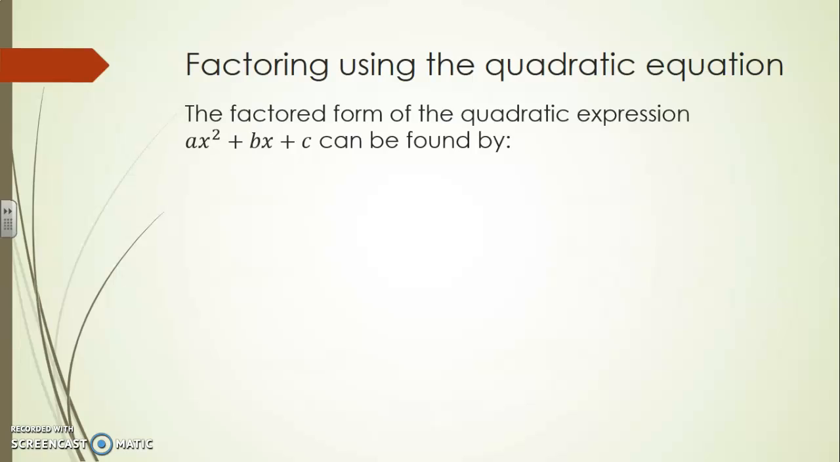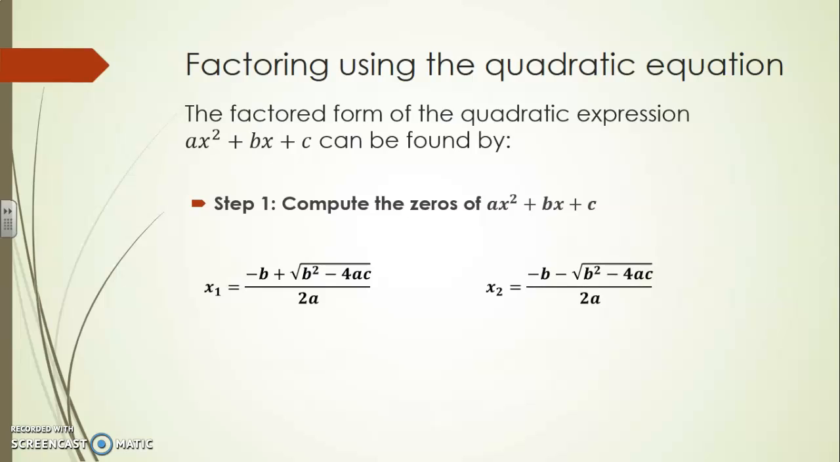The factored form of the quadratic expression ax squared plus bx plus c can also be found by, first of all, finding the zeros of ax squared plus bx plus c. And the zeros of ax squared plus bx plus c are obtained directly from the quadratic formula, minus b plus or minus the root of b squared minus 4ac over 2a.